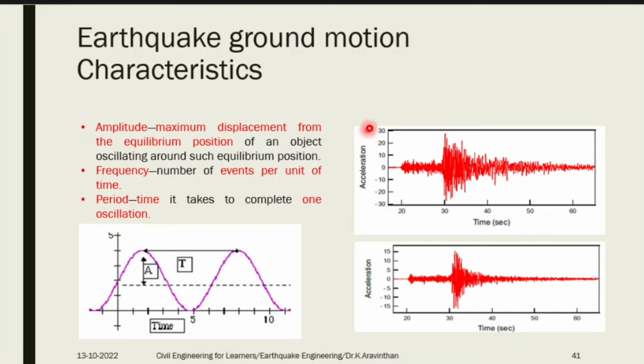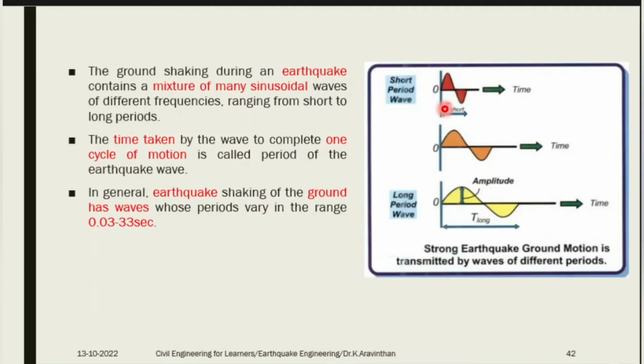The accelerometer will always record in terms of time and acceleration. Period is the time taken to complete one oscillation. Now here you can observe that this starts from 5 and it ends at 11. So what is the time period here? 11 minus 5 is 6. So 6 is your time period. From this figure you can understand there are three types of period.